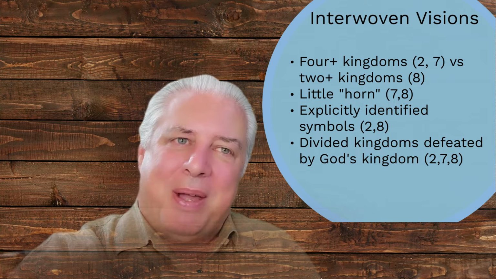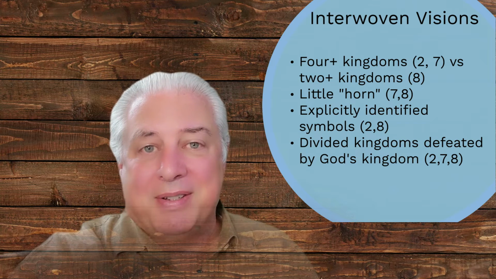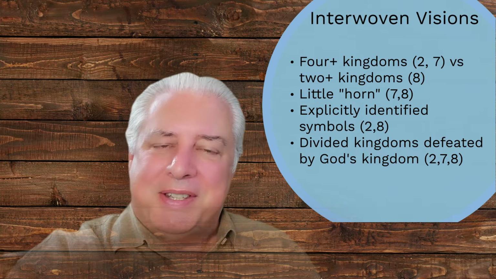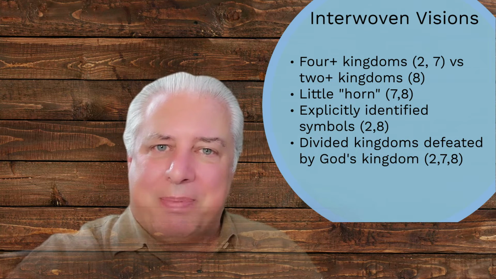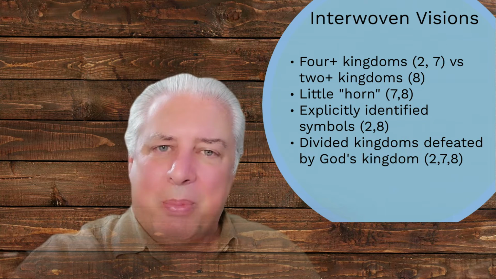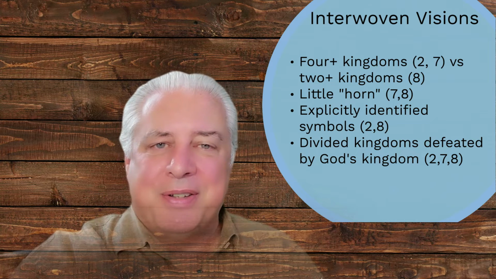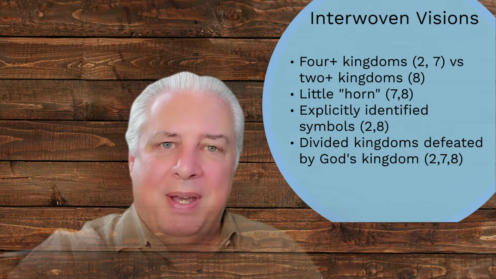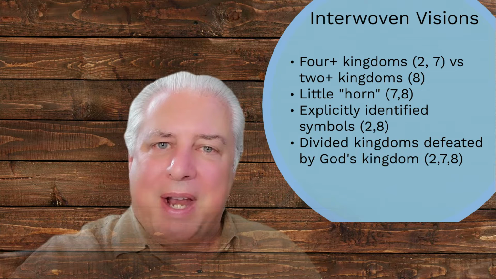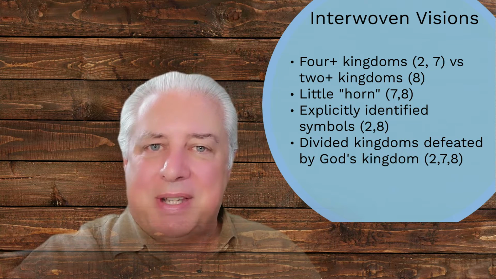Note, for example, the way in which the kingdom visions in chapters 2 and 7 start with 4 kingdoms, whereas the vision in chapter 8 starts with 2. At the same time, the last 2 visions, chapters 7 and 8, contain a reference to a small or little horn that emerges from the last kingdom, whereas chapter 2 has no such reference. And then the 2 visions at either end, chapter 2 and chapter 8, are unique. They give us explicit instructions on interpreting at least some of the images.